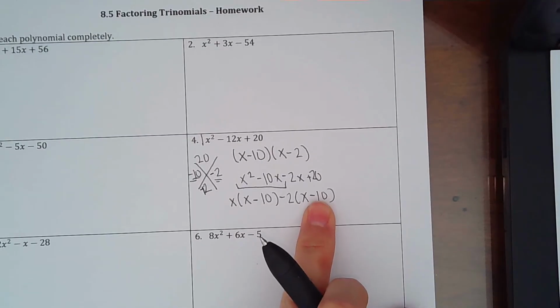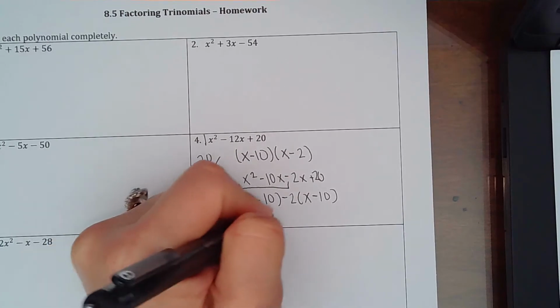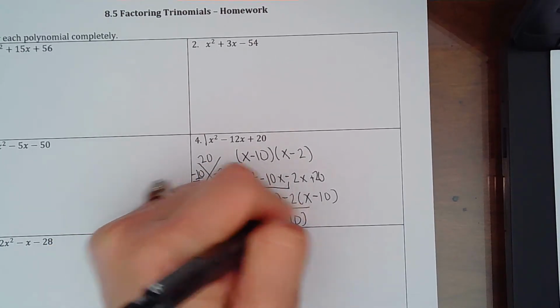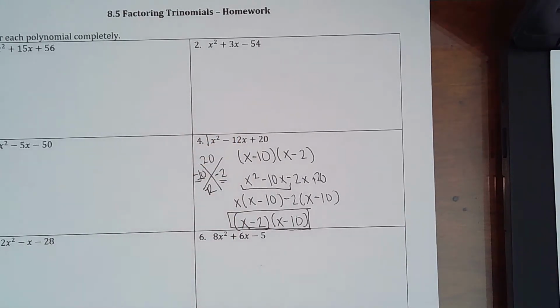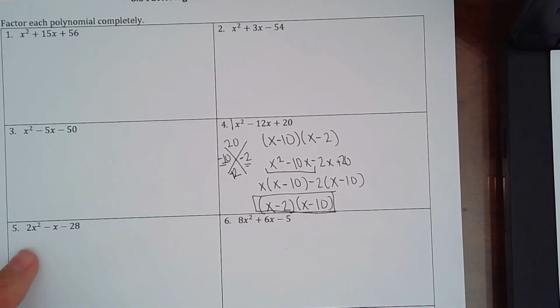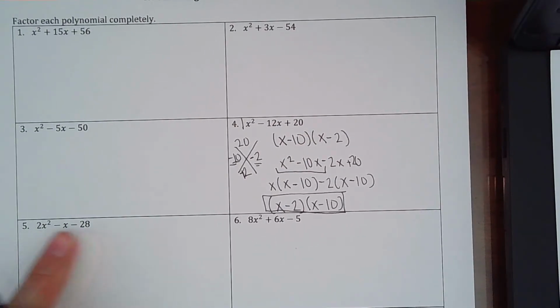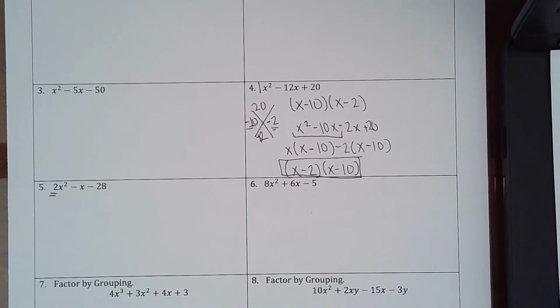And look, I have matchy-matchy parentheses, which is x minus 2 and x minus 10. And if you look, we have the same thing that we started with. So that's that one. I'll go ahead and jump to number 5, just in case you guys are still confused on now we have an a term that's greater than 1.